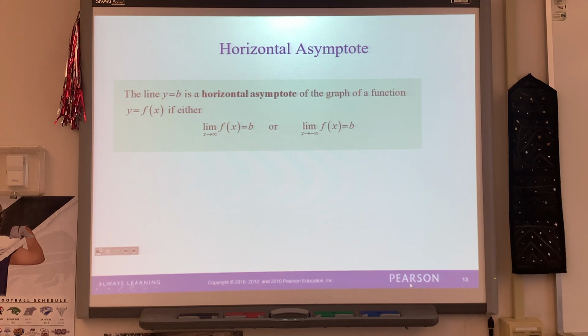Specifically in these situations, we might run into a horizontal asymptote. It doesn't have to be, but the line y equals b is a horizontal asymptote of the graph of the function f of x if either, and this is key information, there's an or statement, so both of these don't have to exist, but one of them does: the limit as x approaches infinity of the function has to be b, or the limit as x approaches negative infinity of that function has to be b. That's when we know that we have a horizontal asymptote.